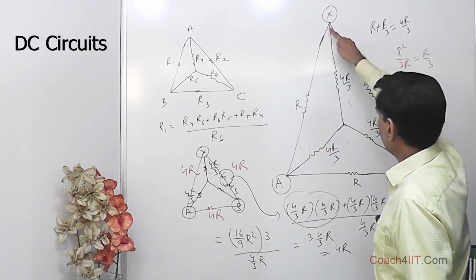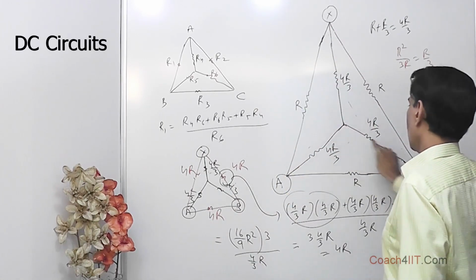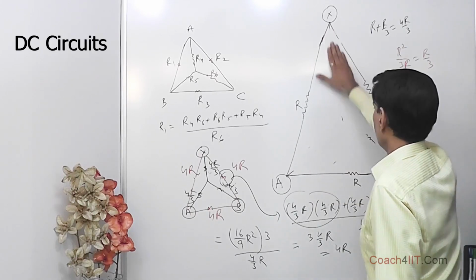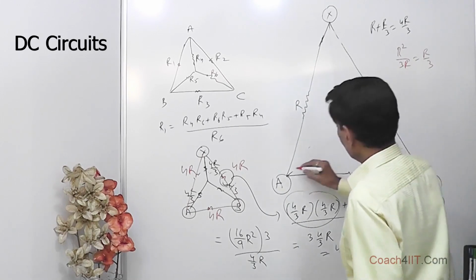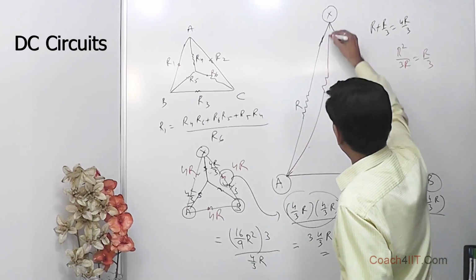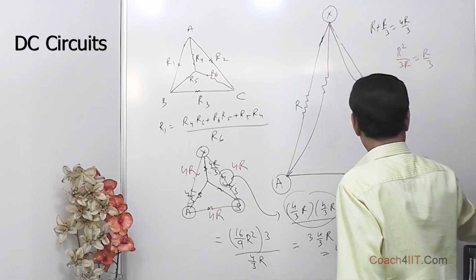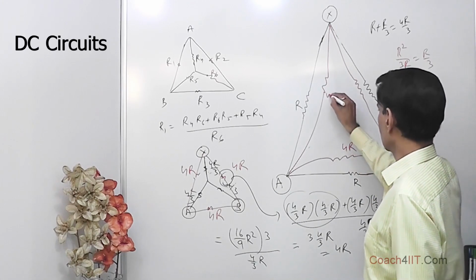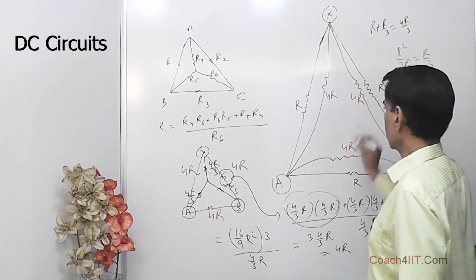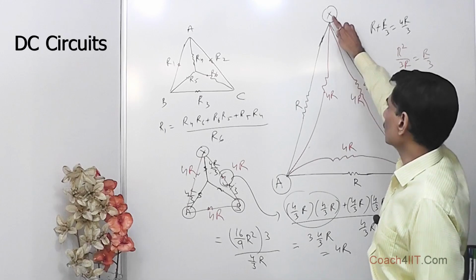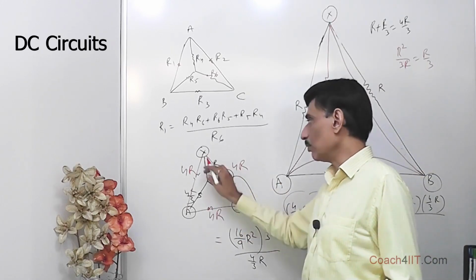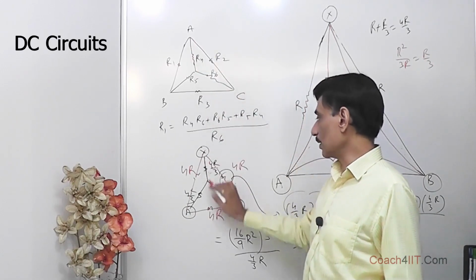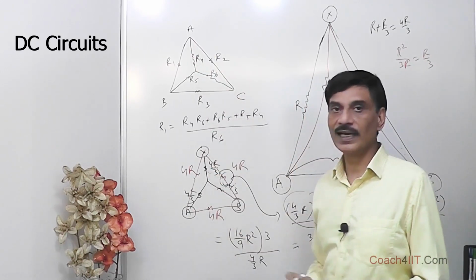So if we are interested in replacing this star with delta, what we have to do is remove this star and replace it by a delta. Delta is shown in red color ink. So this is 4R, this is 4R, this is 4R. See, we have not disturbed the junctions. These three junctions have not been disturbed. All the resistances are still connected at X, A and B.